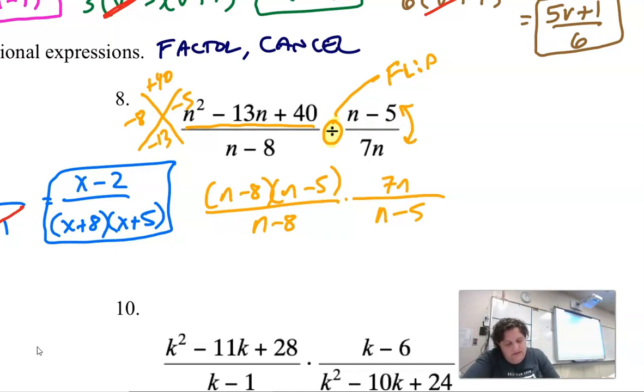Now here's the thing, guys. Anything on the top with something on the bottom can cross out, whether it's crossways, like the n minus 5s, or whether it's on the top and the bottom of the same term, that's fine as well. So like this would just give me 7n.